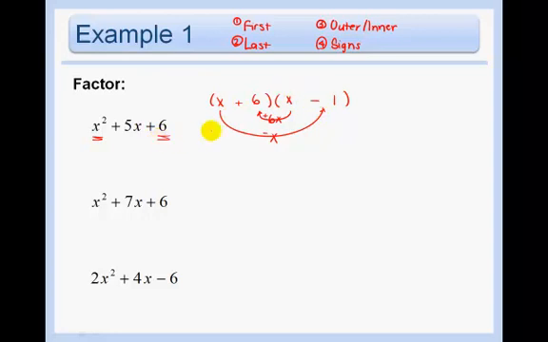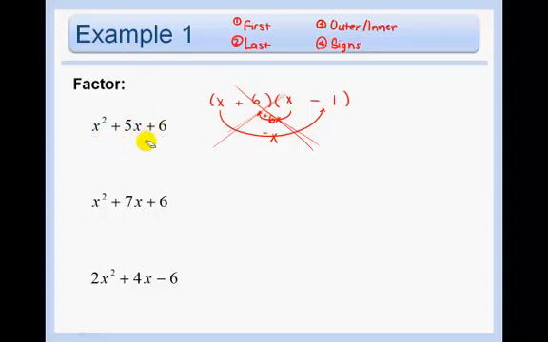And then we need to make sure our signs are right. We know that the middle works now. Does this make a positive 6? Plus 6 times minus 1. Oops, we screwed up. That does not work. So our 6 and our 1 cannot possibly work. Is there any other way to make a 6?